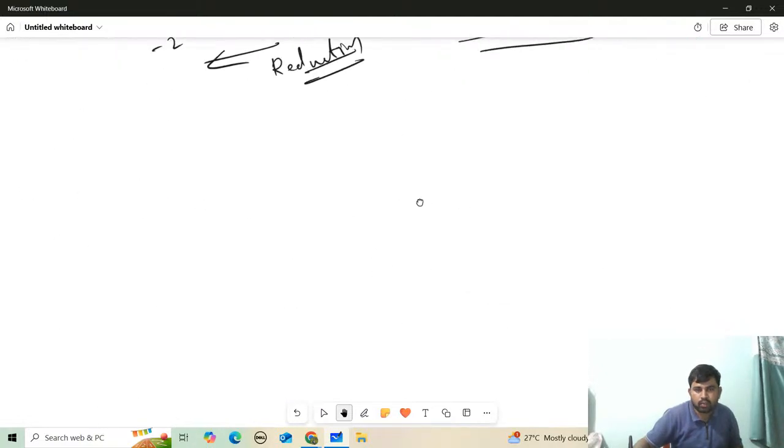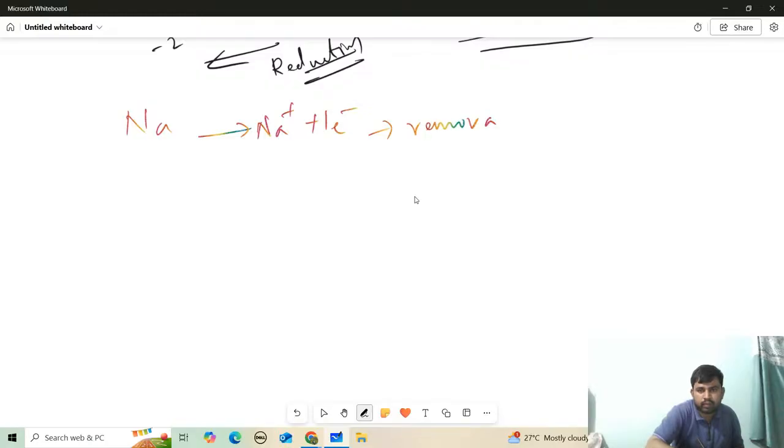One more example: suppose we have sodium. Sodium becomes sodium plus 1 by losing one electron. So what kind of process is it? Removal of electron is called oxidation. So I can say sodium is undergoing an oxidation process.